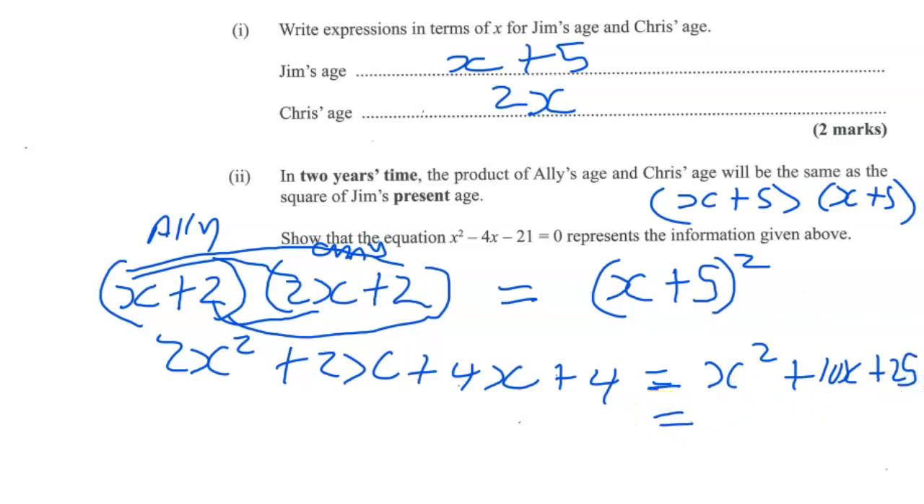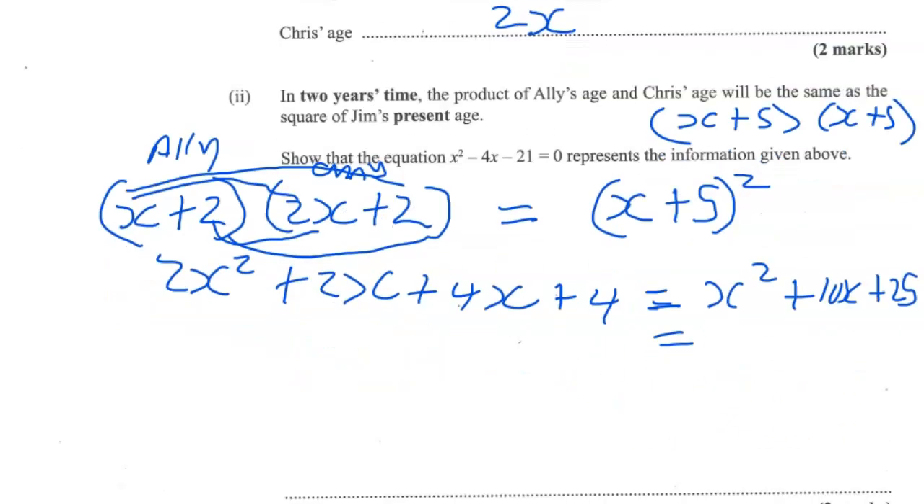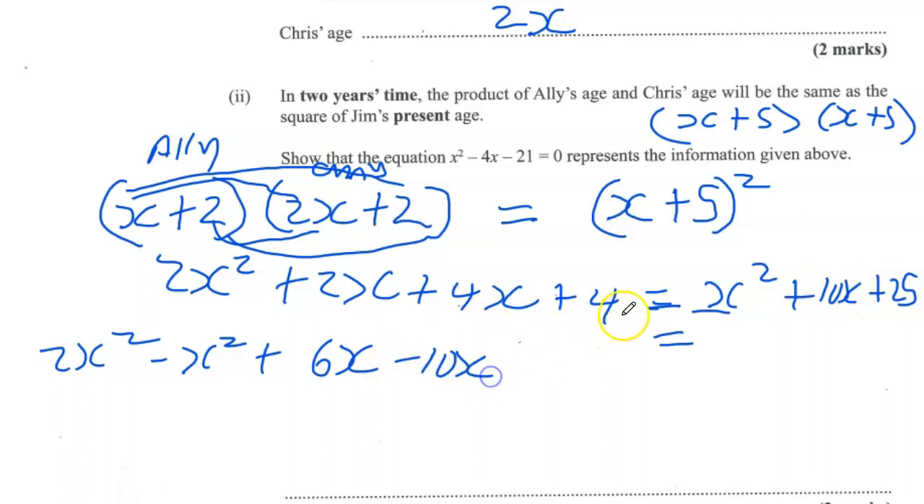Let us group the like terms. Grouping the x squared terms, we have 2x squared, and with this we end up with minus x squared. Grouping the x terms, we have 2x and 4x, that's 6x, and with this 10x, it's minus 10x. Here we have positive 4, and with this positive 25, it's minus 25 equal to 0.